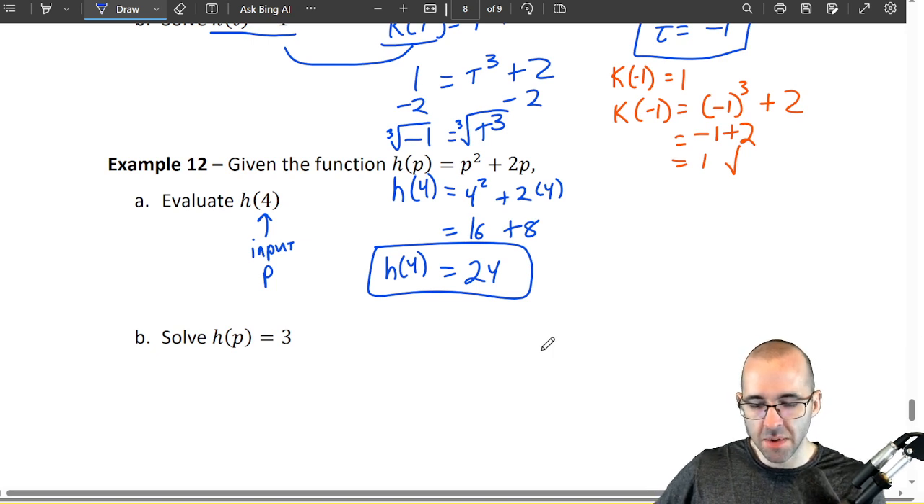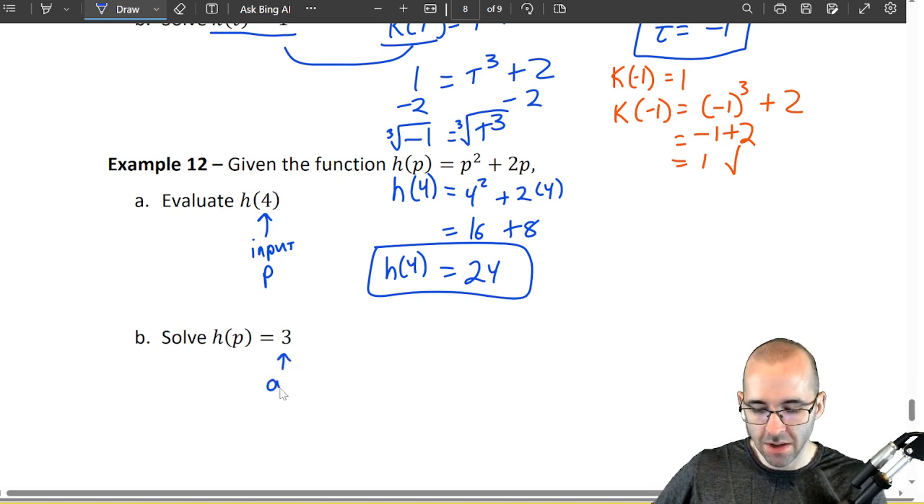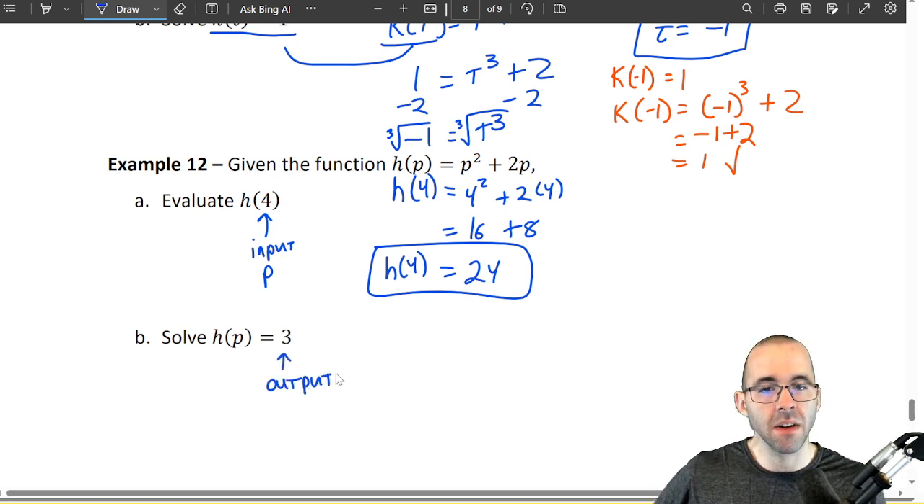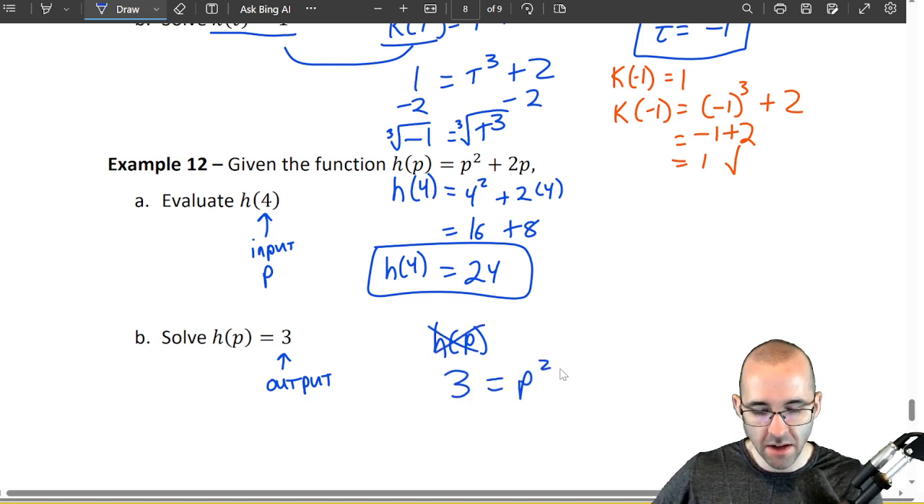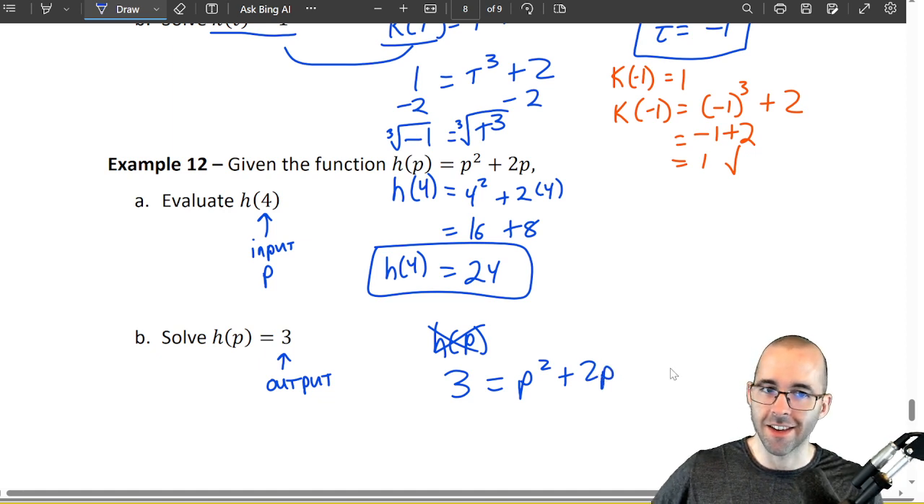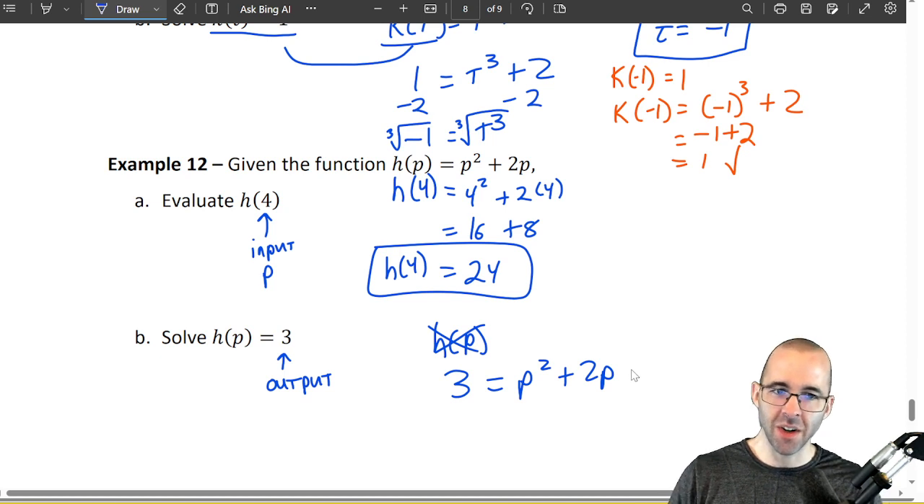Now here, it's the opposite. Solving, we know our output, but we need to find our input. H of p is the same thing as 3. Instead of writing h of p here, I could just write 3 instead. Now things get a little exciting. We'll review how to do this in chapter 4, I believe.